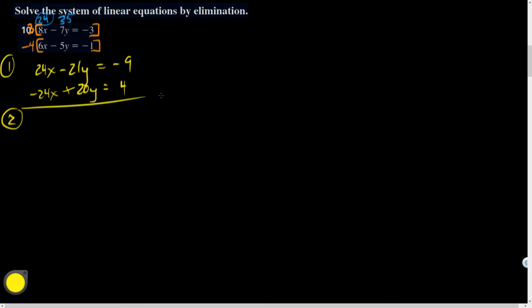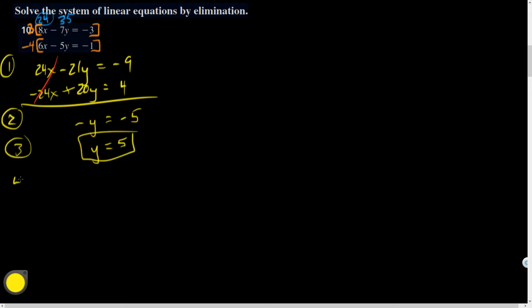And this makes way for step 2, in which now I add these together. And notice the benefit here is that these terms fully cancel out. Negative 21y plus 20y is negative 1y, or negative y. Negative 9 and 4 combine to be negative 5. And now I can just solve this, opposite both sides is the easiest way. Sometimes solving that, I think, is called step 3. But step 4, now I've got half of my answer.